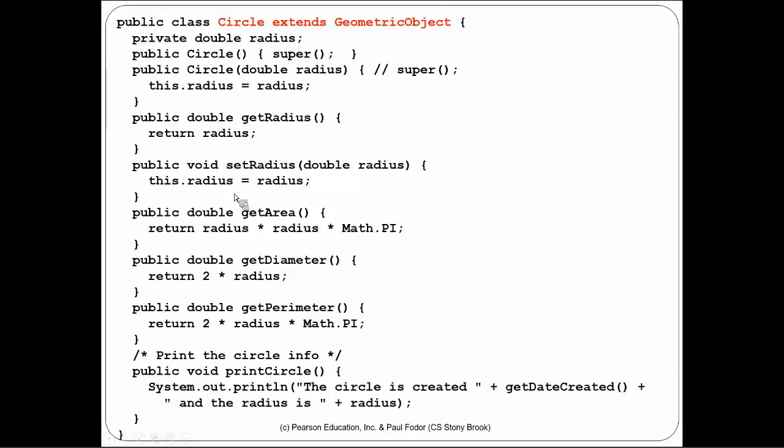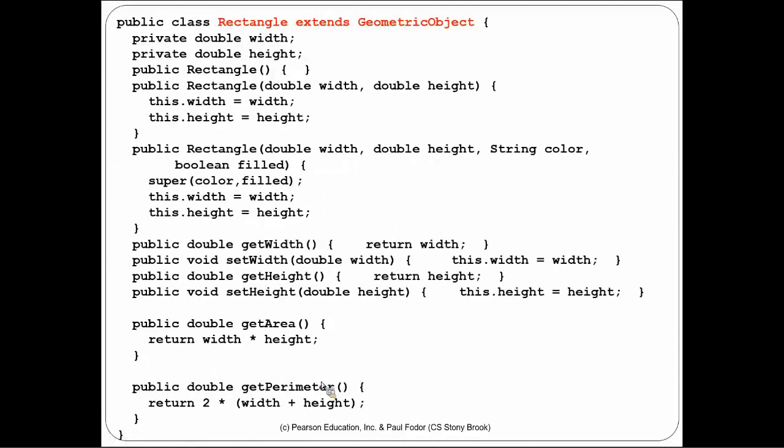Now the rest of the methods are either accessors and mutators for the radius, or implementations of get area, get diameter and get perimeter that return the area, the diameter and the perimeter of the circle. And finally, a method print circle that prints the current circle. In a similar way, we implement the class rectangle. The class rectangle also extends geometric object, and has, in addition to the color, field and date created of geometric object, width and height. We have three constructors: one that creates a default rectangle, one that creates a rectangle with a given width and height, and one that creates a rectangle with a given width, height, color, and field.